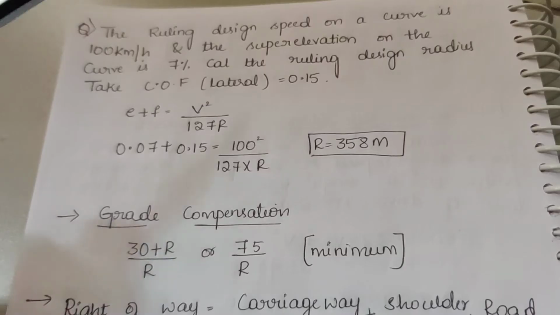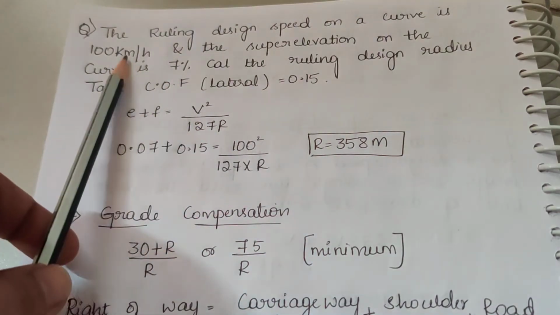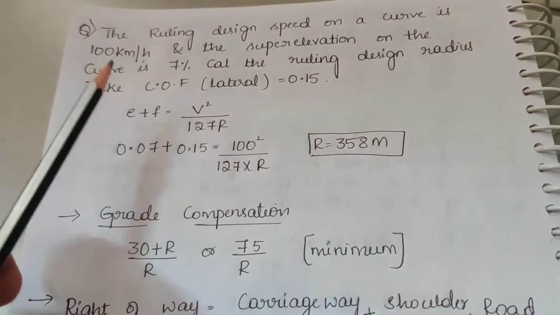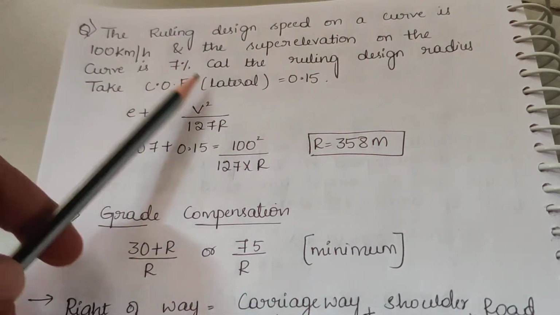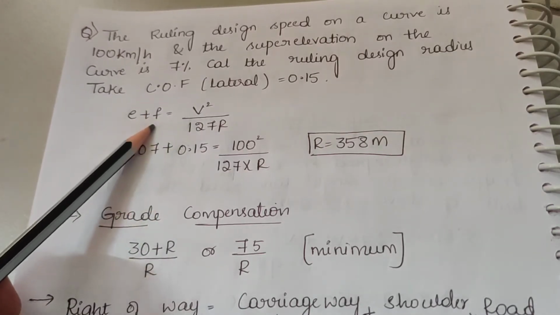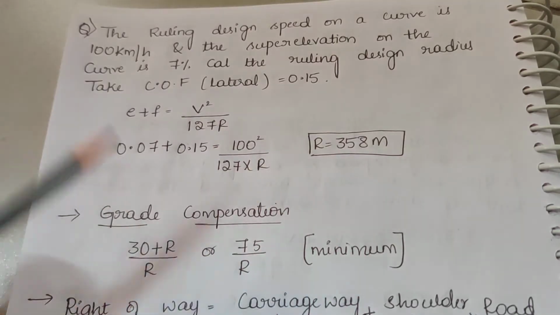And 123 is the answer. Next, the ruling design speed on a curve is 100 km per hour and the super elevation on the curve is 7%. Calculate the ruling design radius, taking the coefficient of friction as 0.15. e plus f is equal to V square by 127R. e is the given super elevation, f is friction, V is speed, and the radius R is not known, so calculate R.